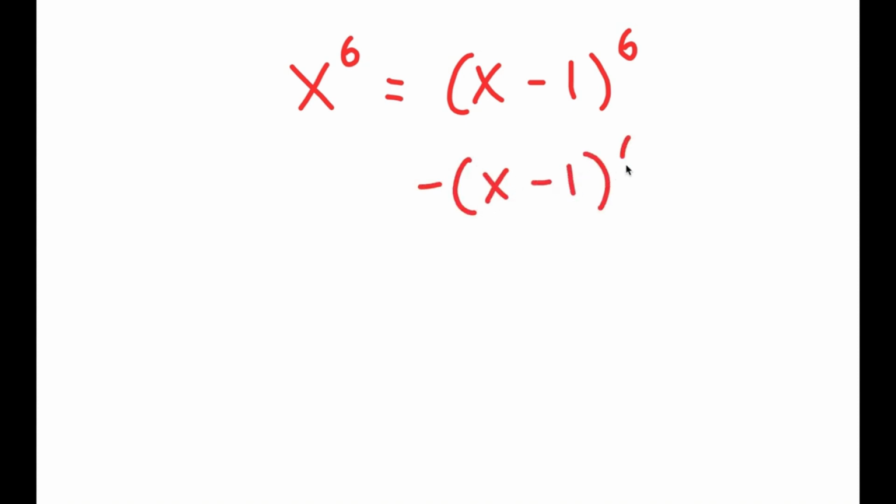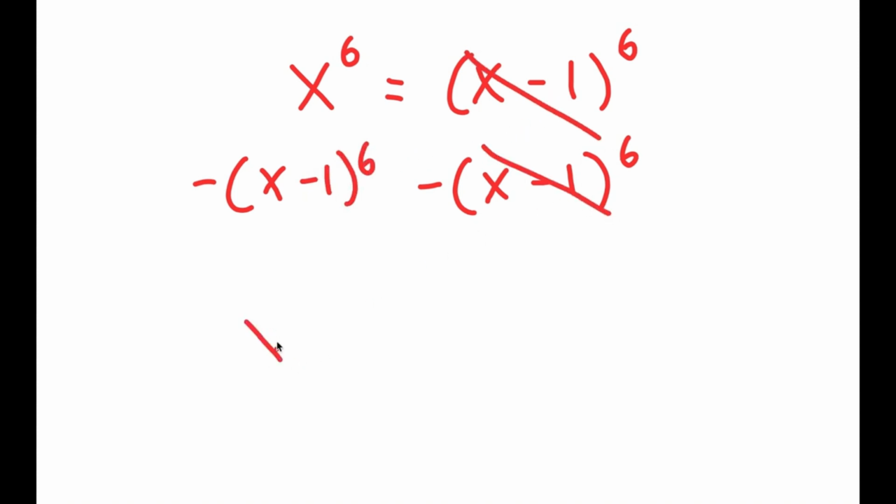Alright, so in this video, I'm going to be solving the equation x to the power of 6 is equal to x minus 1 to the power of 6. So, to solve this, I'm going to first start by subtracting x minus 1 to the power of 6 on both sides. So then these two cancel out, and I get x to the power of 6 minus x minus 1 to the power of 6 is equal to 0.